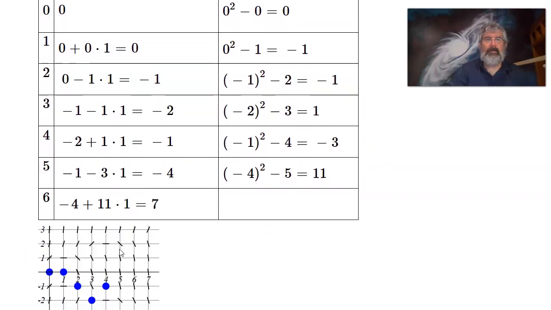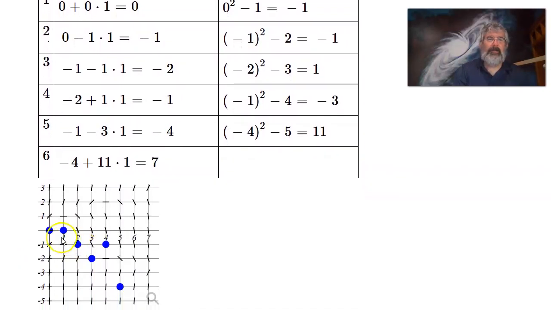Let me plot those points here. The slope was 0 initially, so I moved over 1 where the slope was 0. That got me there. This point right here had a slope of minus 1, so as I move over 1 in the t direction, it put me down here. Again, the slope was minus 1 right here, which puts me down there. At this point, the slope was positive 1, and that put me up to here. Then I had a slope of negative 3, which puts me down to there. And then we have a slope that's really big here, 11, which would put my next one up at 7, right?